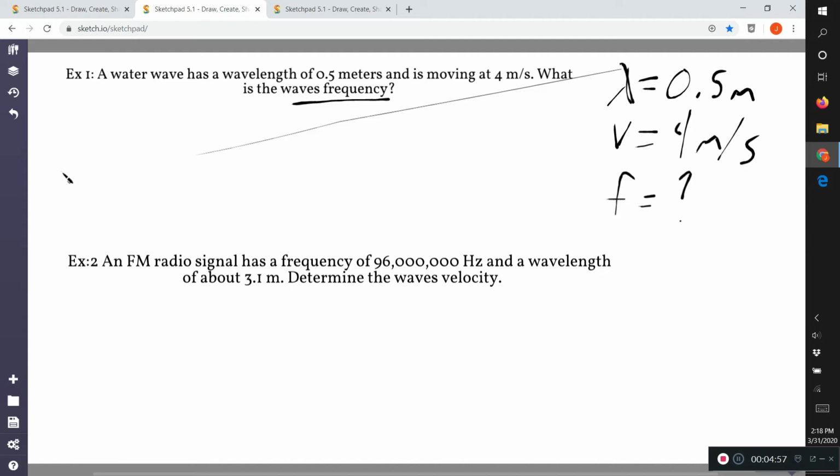The formula we were given was that velocity equals frequency times lambda. Let's fill in the information we have.